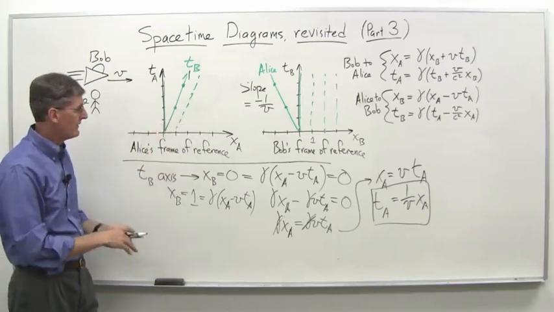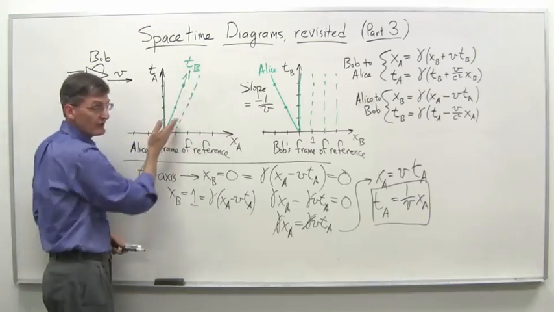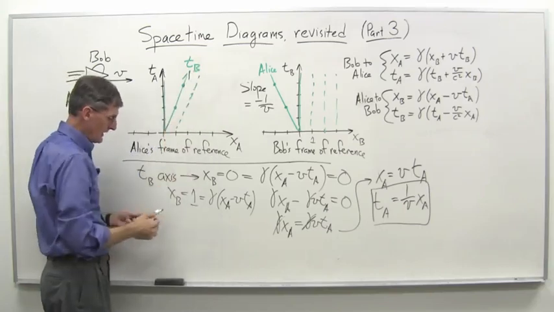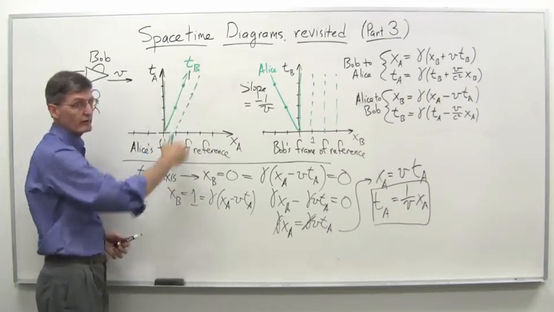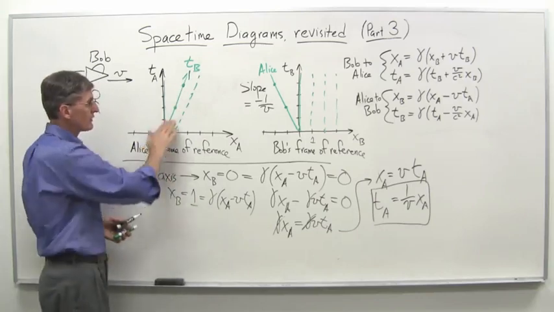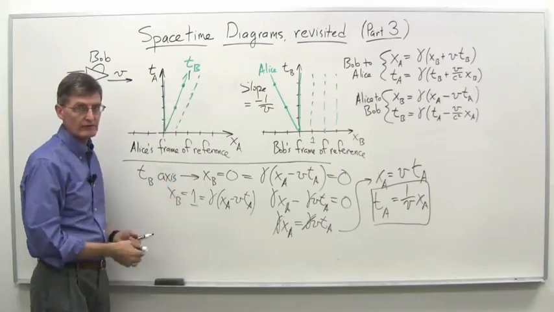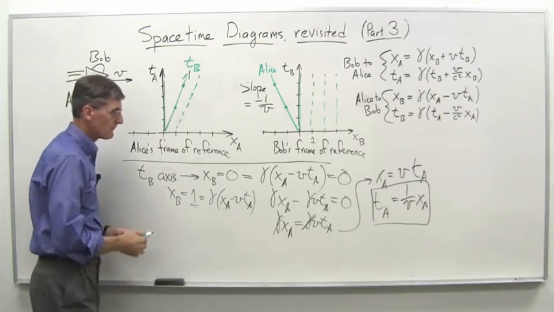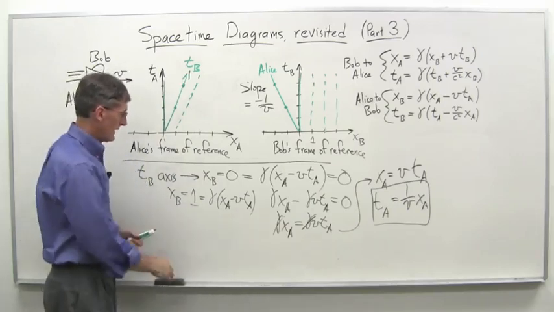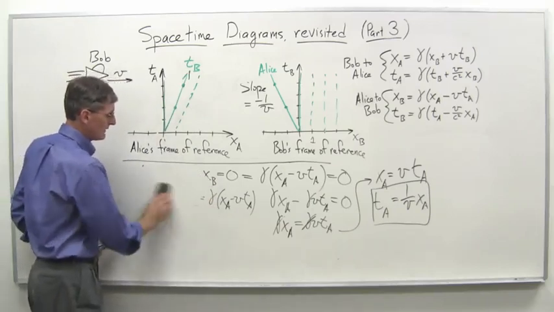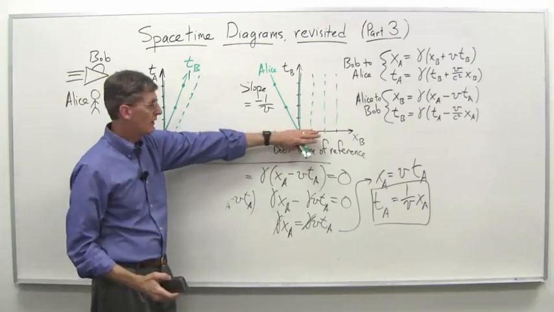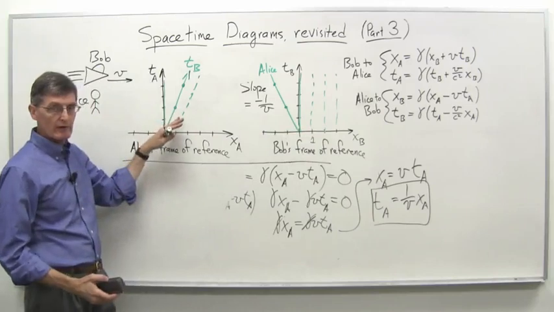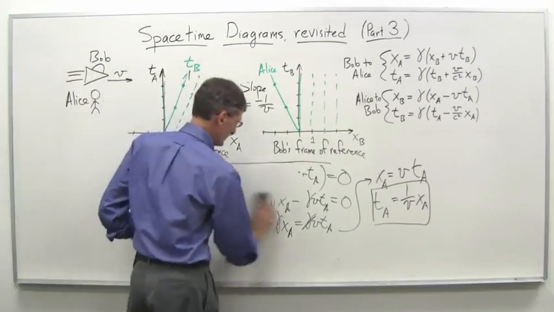Now note that Bob's lines of same location are at an angle here. Alice's lines of same location, of course, are still vertical lines, so they're different. A line of same location for Bob is not a line of same location for Alice. Okay, now let's look at the xb axis. We'd like to take the xb axis and see what it looks like if we put it on Alice's plot.